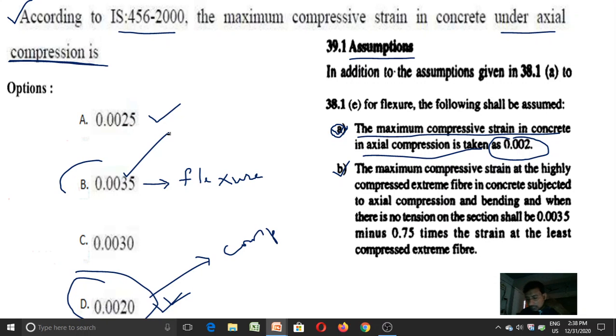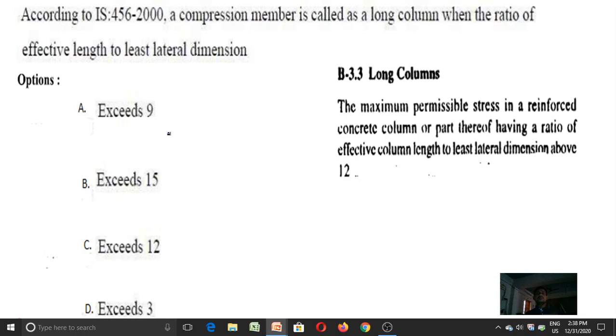So let us discuss one more question. Here, according to IS 456 2000, a compression member is said to be called a long column when the ratio of effective length to the least lateral dimension exceeds 12.